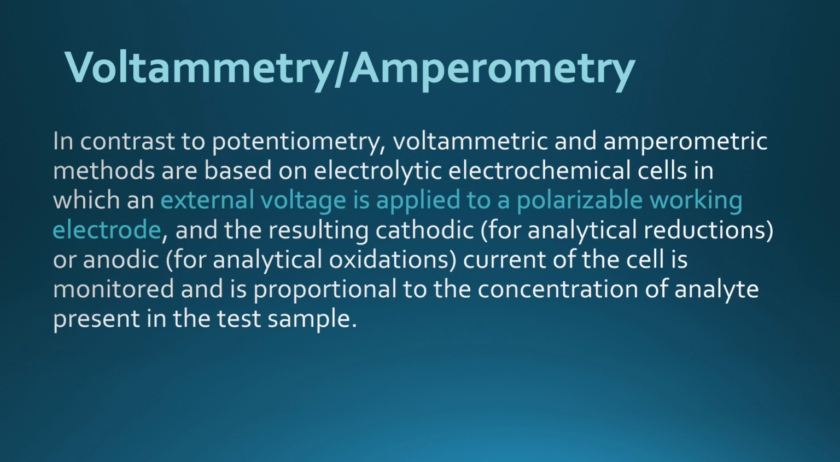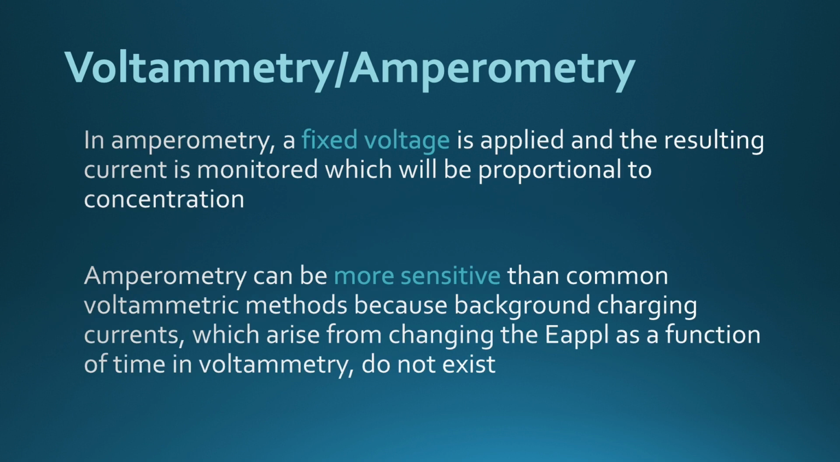Okay, so in potentiometry we measure the voltage. In voltammetry and amperometry we measure the current. Okay, what's the difference between voltammetry and amperometry? In voltammetry the potential voltage applied is not the same, it can change, while in amperometry the voltage applied is always fixed. Okay, but in both you need to measure the current to relate it to the concentration of the analyte of interest. Of course, they consider amperometry more sensitive than voltammetry because the background noise is less.